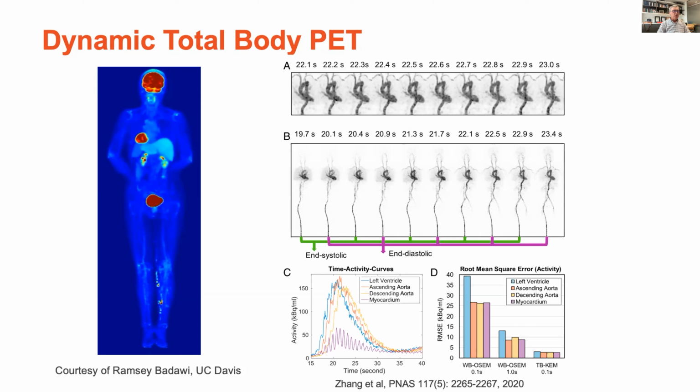The UC Davis team have also shown that there's some information that can be extracted from the early phase of these dynamic scans that we weren't previously able to access. This study demonstrated that you can acquire data at really quite high frame rates of just 100 milliseconds, and from that data you can extract information about the perfusion to individual organs and tissues. Then from the later phase of these dynamic scans, you can extract the metabolic information as usual.